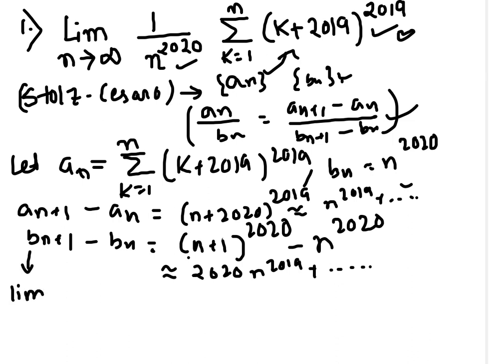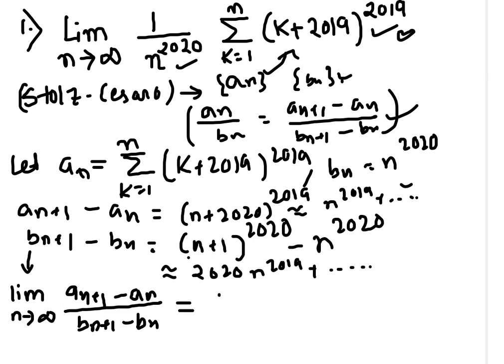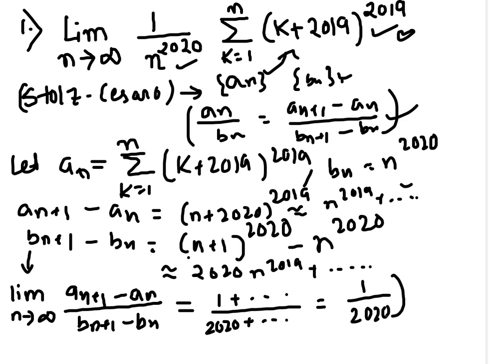gives you the limit as n tends to infinity of a(n+1) minus a(n) divided by b(n+1) minus b(n), and this gives you 1 plus all lower powers divided by 2020 plus all lower powers, which will give you 2020. And this is also the answer to our question, because as we stated by the Stolz-Cesaro theorem, the limit as n tends to infinity of a(n) by b(n) also equals the same thing. So that's how it's meant to be done.